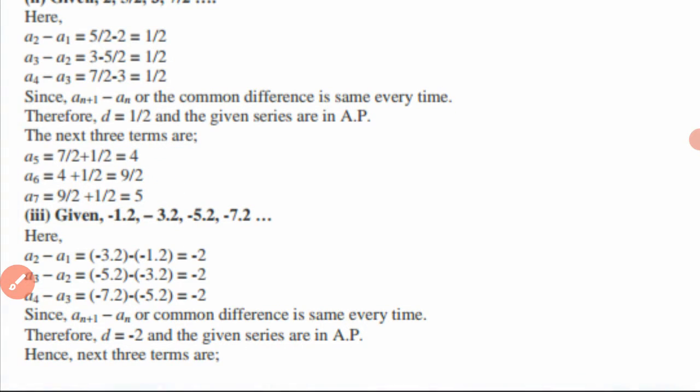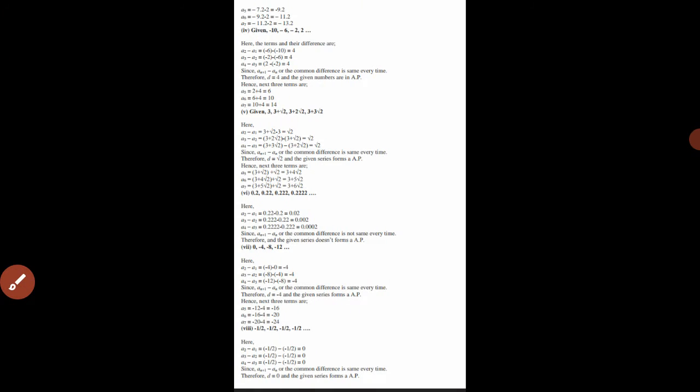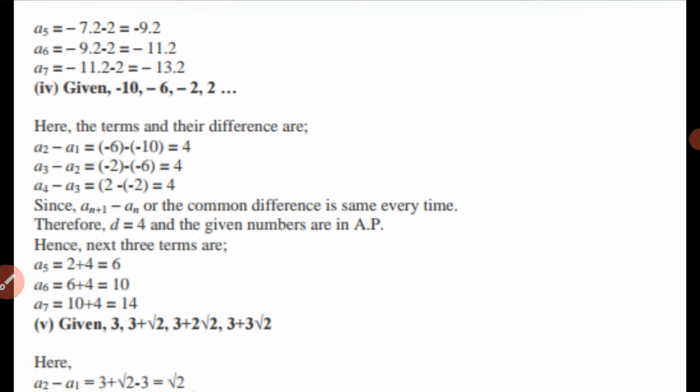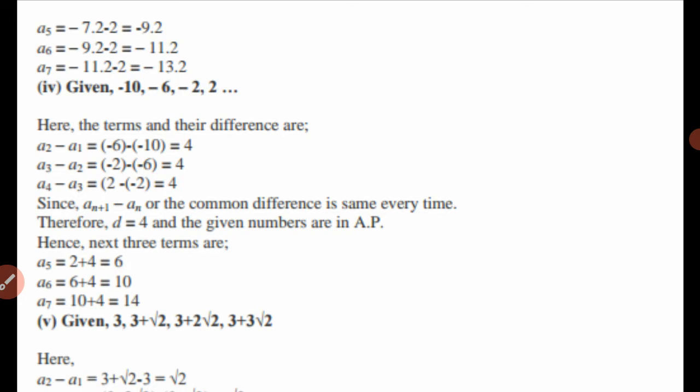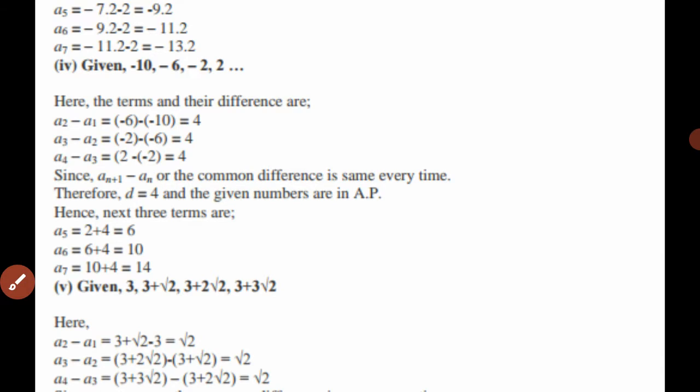Now in third case we have given minus 1.2, then minus 3.2, minus 5.2 and minus 7.2. So here a2 minus a1 will be minus 2, a3 minus a2 will be minus 2 and a4 minus a3 will be minus 2. So here also we can say that it is in AP. Now next 3 terms we can find here. a5 equals to a4 plus d, that is minus 7.2 minus 2, that is minus 9.2. Then a6 will be minus 11.2 and a7 will be minus 13.2. Now similarly we can also find for fourth part. In fourth part we have given the terms minus 10, minus 6, minus 2 and 2.